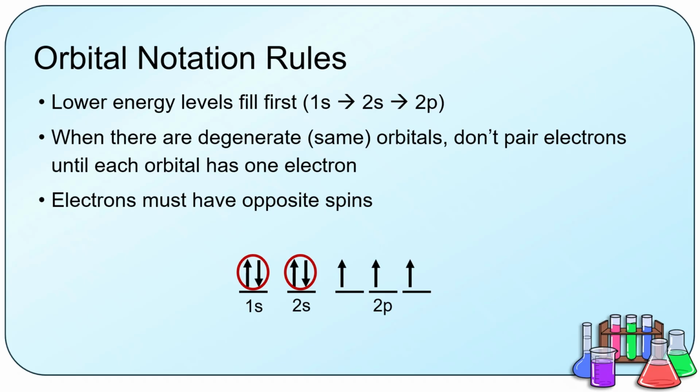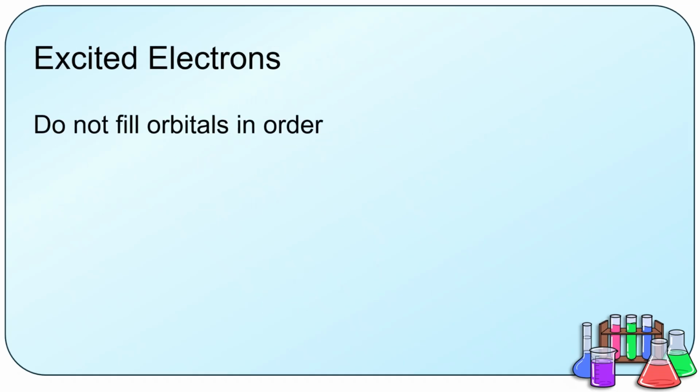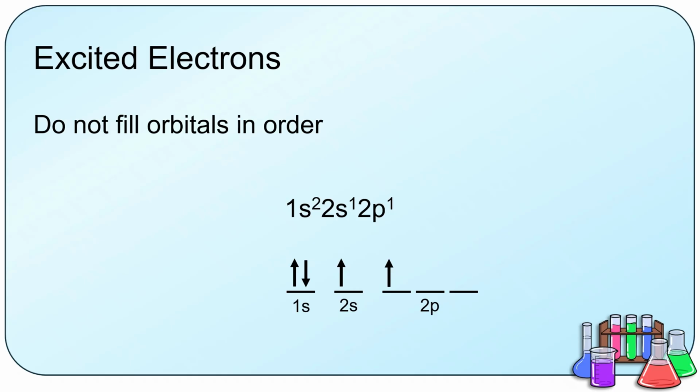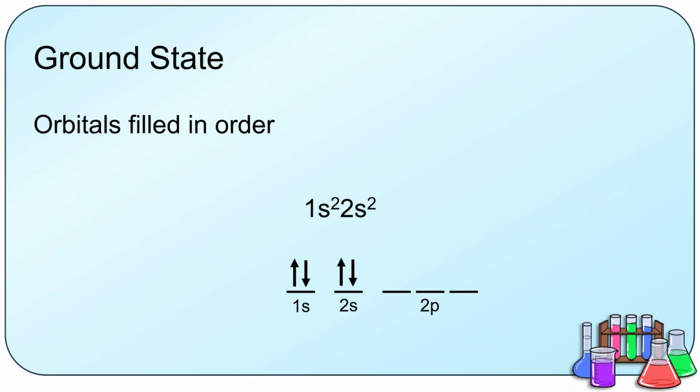Sometimes you might come across electron configurations or orbital notations that do not fill orbitals in order. This is when you have excited electrons. Let's look at this example here. The 2s orbital isn't filled yet, but there's already an electron in the 2p orbital. This 2p electron is called an excited electron. If that electron moves back to where it's supposed to be and the orbitals are filled in order, we say that the atom is in the ground state.